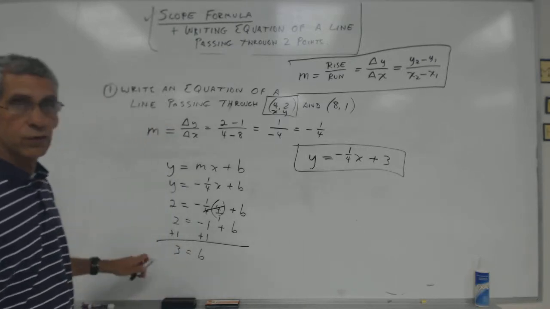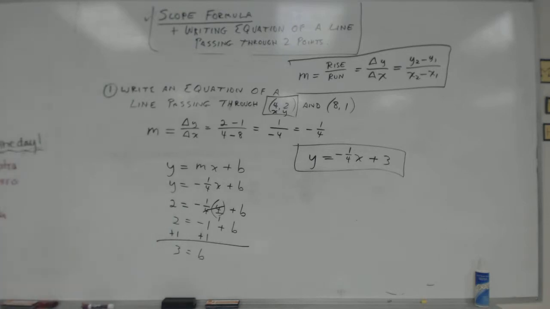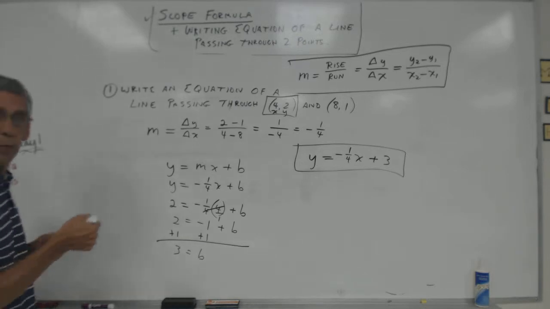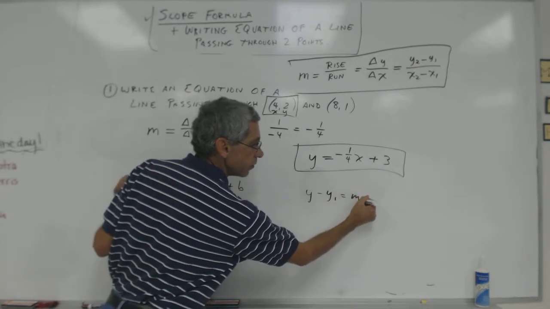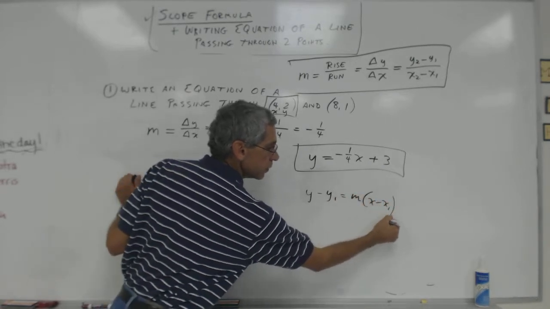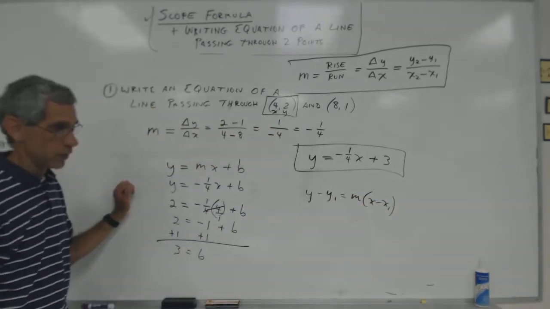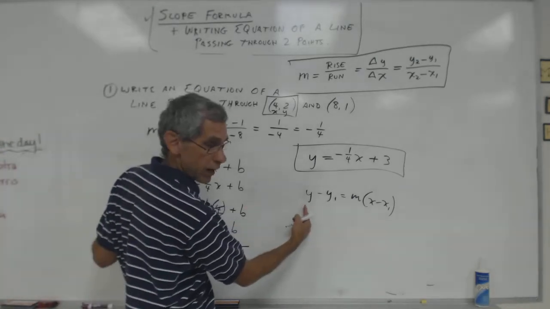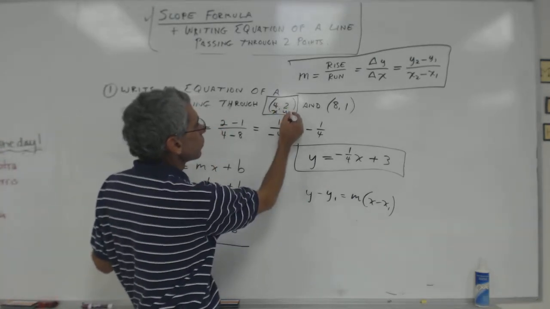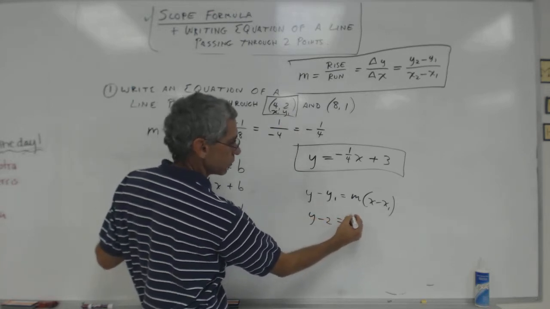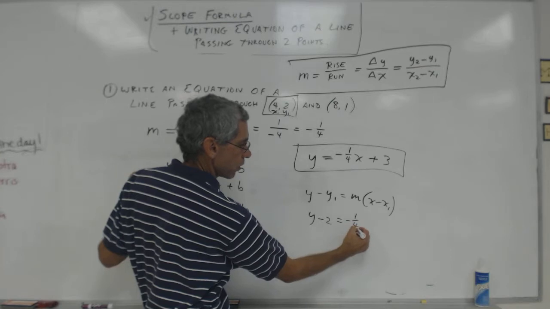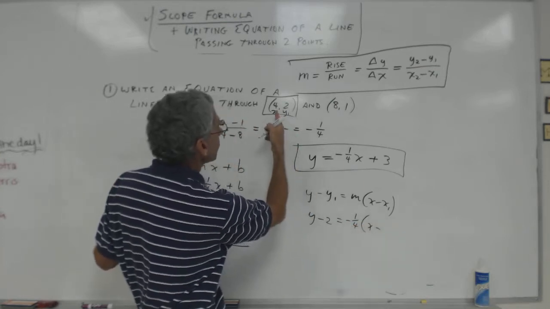Now, for those of you who know point slope formula, remember point slope formula? Y minus y1 is equal to m times x minus x1. So much easier to do this one. You keep the y and you just change the y1. This is your y1 and this is your x1. So y minus 2 is equal to negative 1/4 x minus 4.